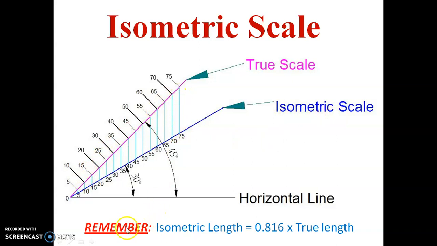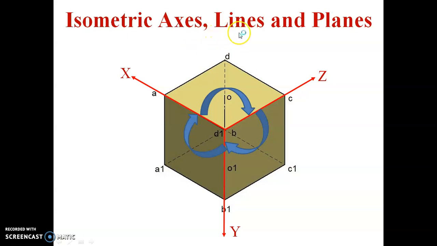You have to remember that isometric length will be equivalent to 0.816, till the third digit, or if you add the fourth digit, 0.8164, into true length. So if you have got the true length of 10 mm, if you multiply 10 mm by 0.816, you will be getting the isometric length for 10 mm. So 8.164 will be the isometric length of 10 mm. Next we are going to see the isometric axis, isometric lines and isometric planes.